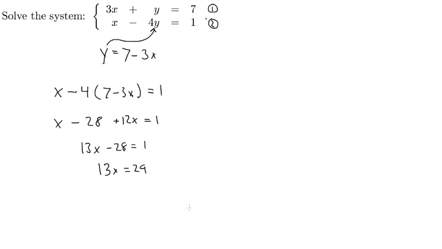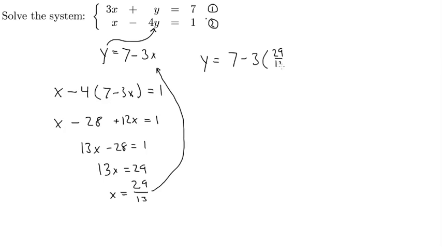So 13x equals 29. So x is going to be 29 over 13. That's not a terribly pleasant answer, but it's okay. Sometimes we get nice answers back, sometimes we don't. So what we do now is we're going to take this and plug it in right up here to find what our y value is going to be. So y equals 7 minus 3 times x, but I know that x is 29 over 13.